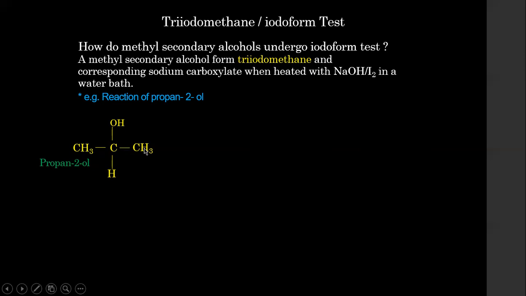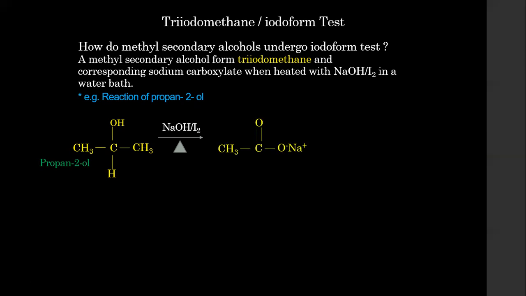Now, the alpha carbon is attached to a CH3 group, so it is a methyl alcohol, and this carbon is attached to alkyl groups, so it is a secondary alcohol. This is a methyl secondary alcohol. Methyl secondary alcohols also react when heated in the presence of sodium hydroxide and iodine to produce a sodium salt.